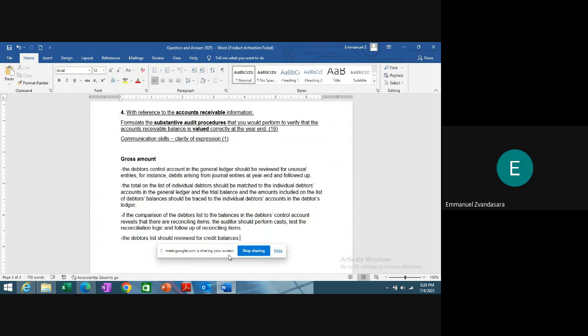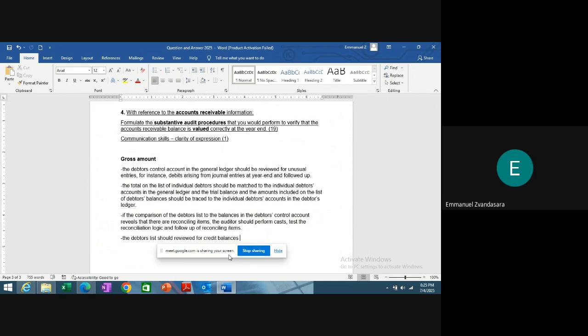If you go to our textbook, it will tell you about the accuracy. Why do they combine accuracy, valuation, and allocation? The issue of allocation means that the correct amount has been recorded accurately. So when we talk about allocation, we're saying the correct amount has been recorded in a proper account.